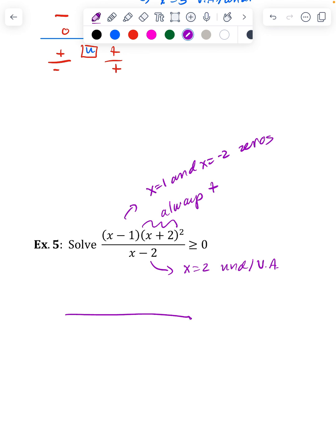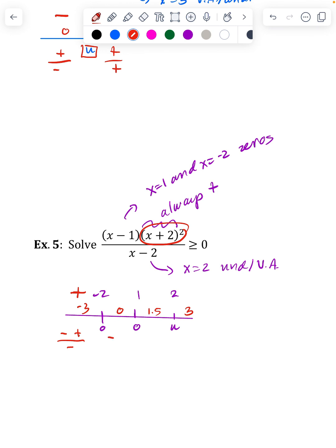So all of those are going onto my line. I'm going to have -2, 1, and +2, where 1 is a 0, -2 is a 0, and +2 is undefined and cannot be included. Testing a number to the left, in between, and greater. -3 minus 1 is negative. The second top function is always positive because of the square. And on the bottom, -3 minus 2 is negative. That's 2 negatives, so that overall part is positive.